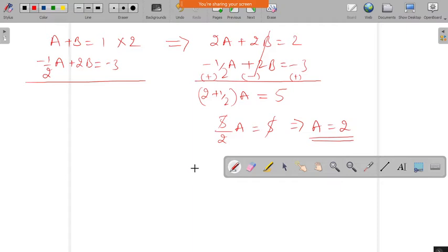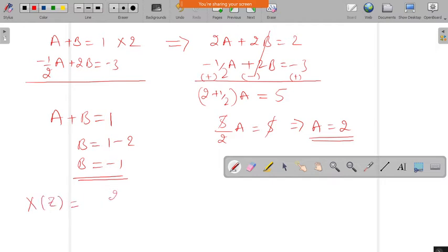Did you get this value? Now find out the value of b. So b is equal to 1 minus 2, which is equal to minus 1. So this is the value of b. Now we can write X of z equal to 2 divided by 1 plus 2 z inverse, and minus 1 divided by 1 minus 1 by 2 z inverse.